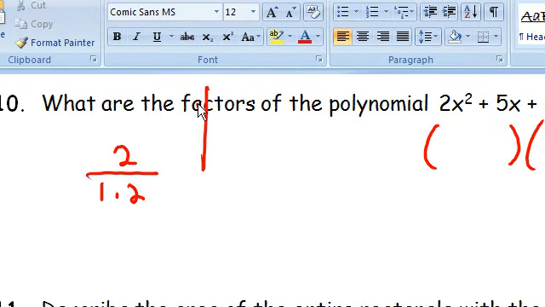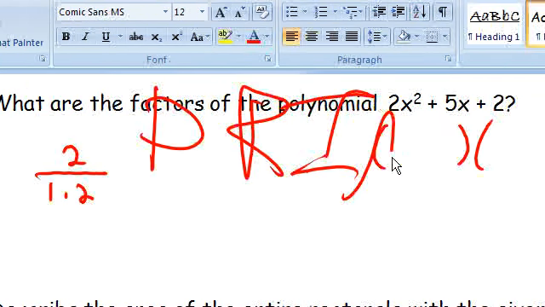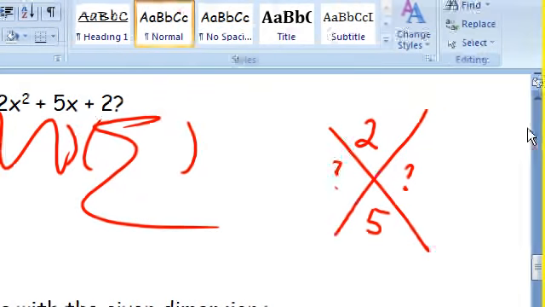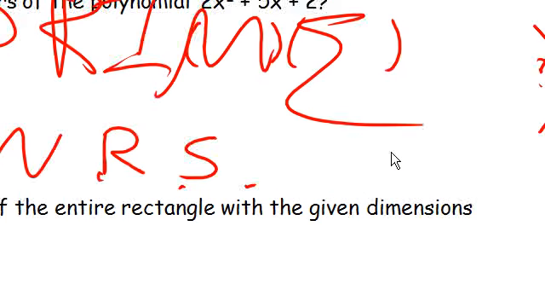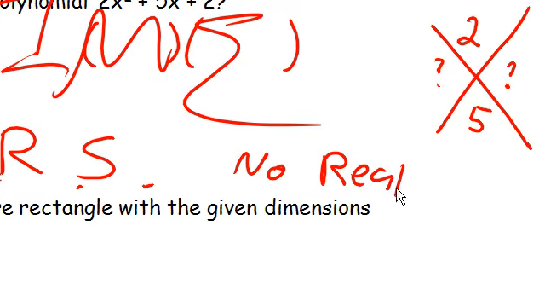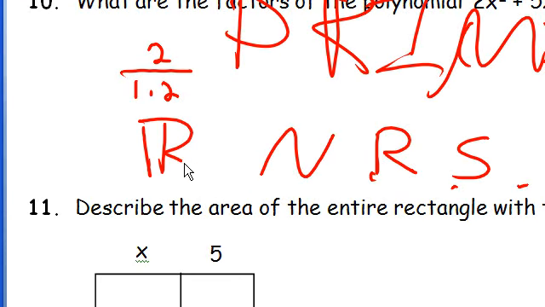So guess what? Prime. This polynomial is prime. There are no real solutions. I think you can write something like this.